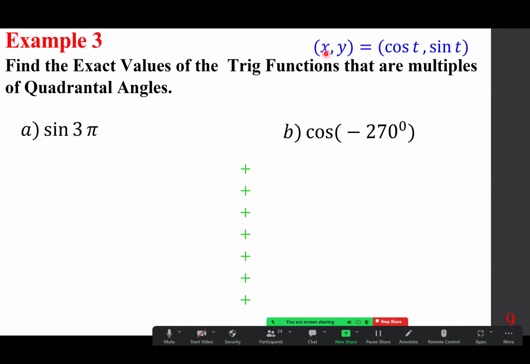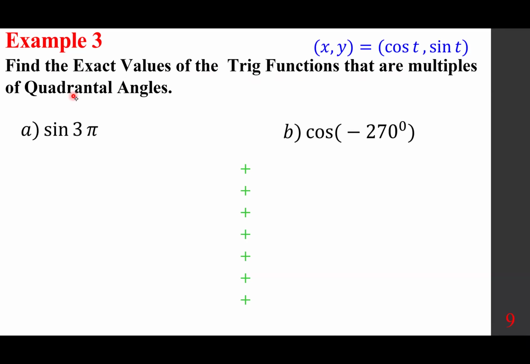So first of all, reminding everybody x comma y as coordinates cosine t and sine t. Find the exact values of the trig functions that are multiples of quadrant angles. Well, clearly sine of 3 pi is 3 times pi. That makes it a multiple of a quadrant angle, pi.